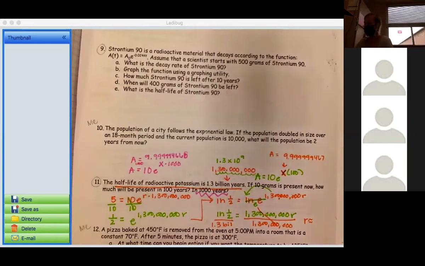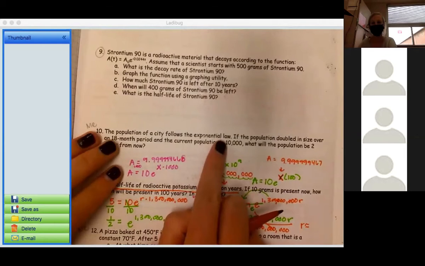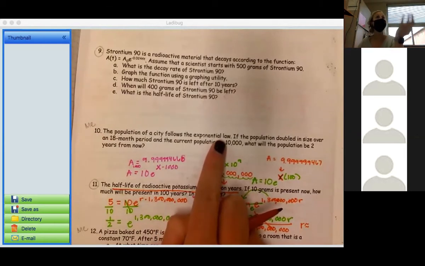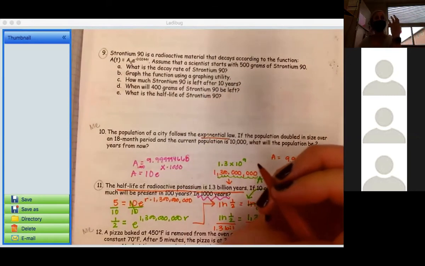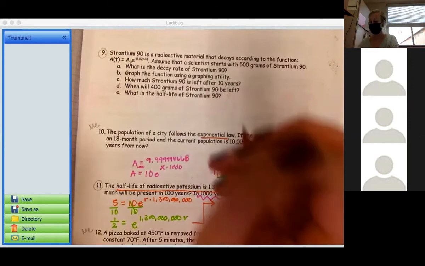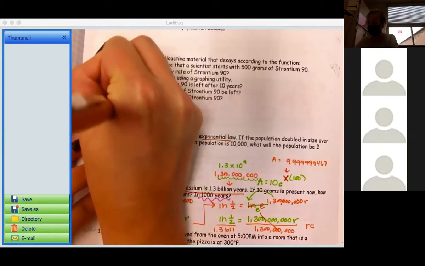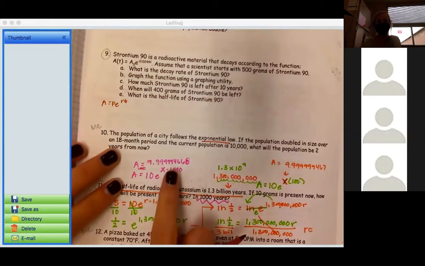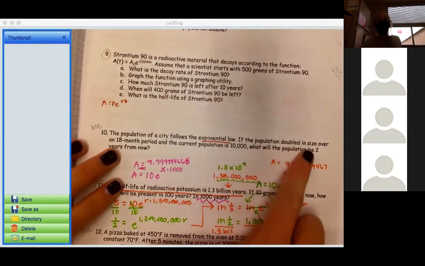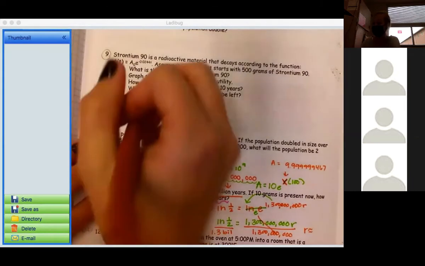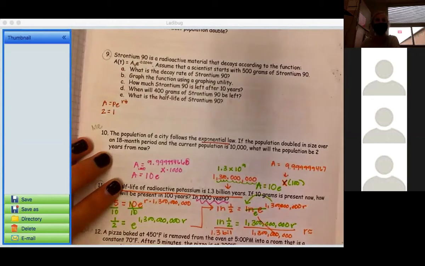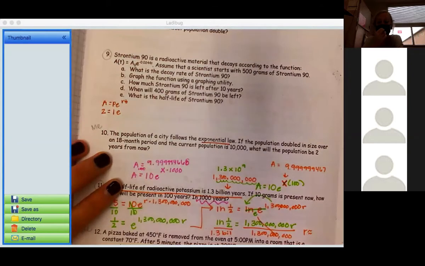Let's use a different color. All right, the population of a city follows exponential law. So that means we're using what? Exponents. And usually if it says exponential law, that means growth or decay, which is APERT. Is everybody with me? So we're going to use APERT. People at home, ask a question if something doesn't make sense. If the population doubled in size over an 18-month period, so stop. If it doubles, are you guys fine if I use 2 and 1? Because 1 doubled would be 2. Okay? Do they say anything about a rate?